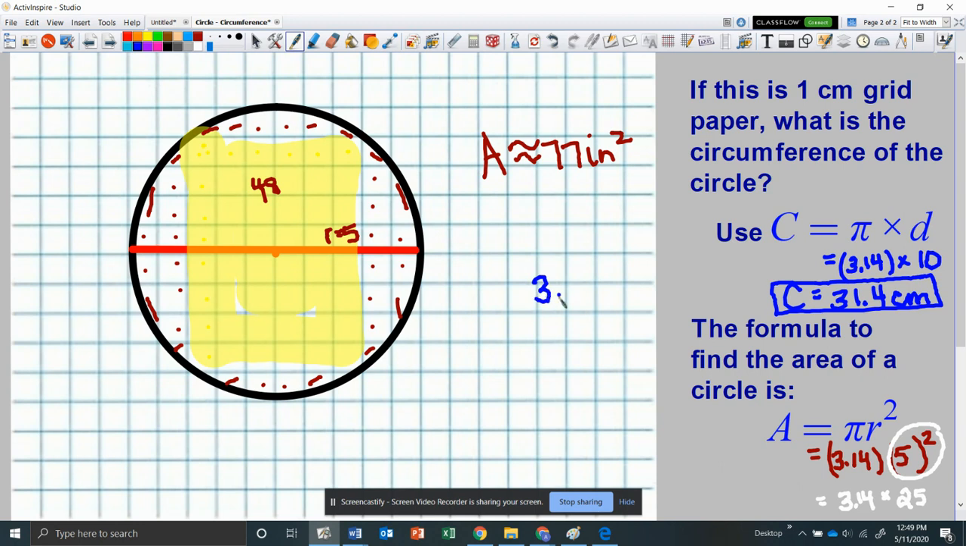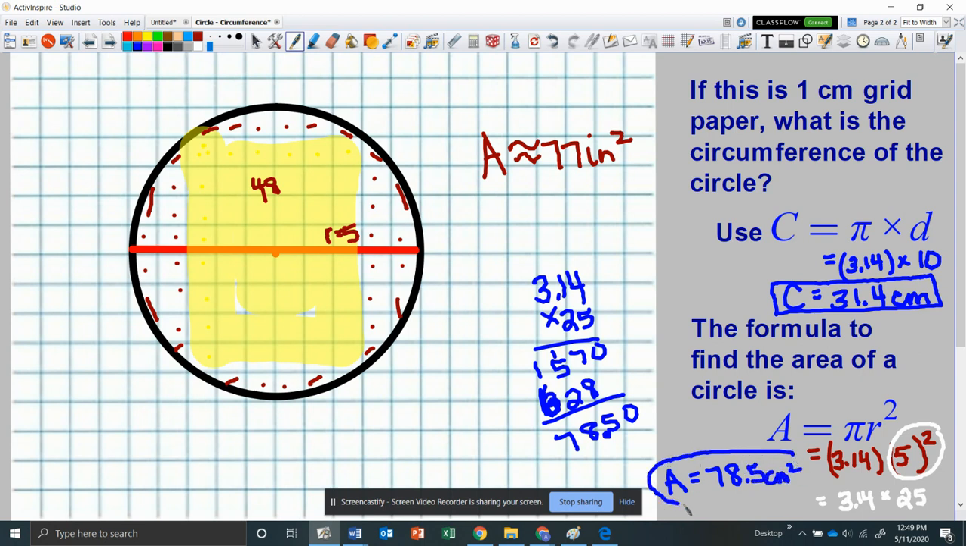And I can do that math here. 3.14 times 25. And I get 2 decimal places. So the actual area is about 78.5 centimeters squared. Wow, my little estimate up here, this was my estimate. It's pretty good by drawing a picture and counting.